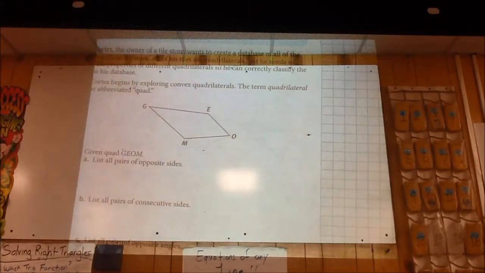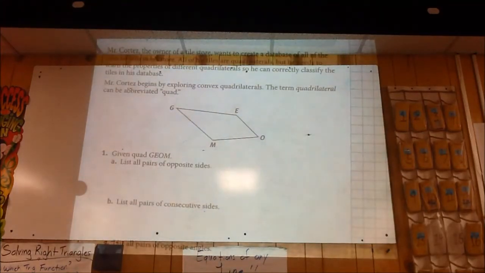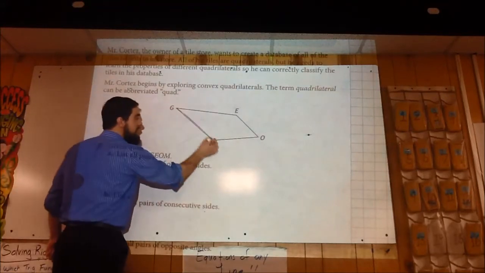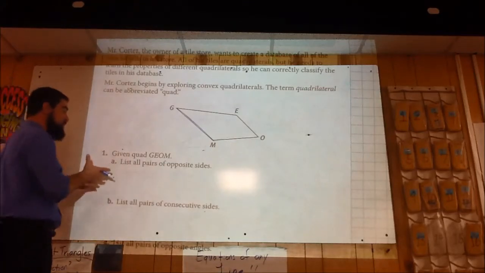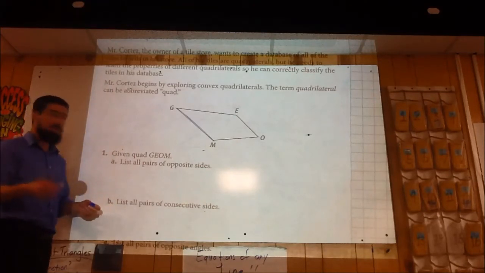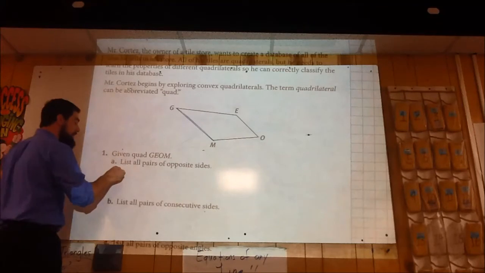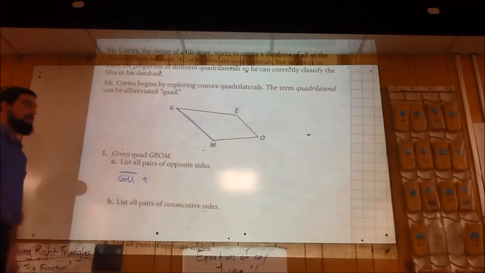So item A, under number 1, asks us to list all pairs of opposite sides. So if I start off with a side, let's say side GM, when I refer to these sides, what geometric object or shape are these sides? That's the question. There's segments, right? Line segments. So when you are listing these sides and angles out, please make sure you're using appropriate notation. So if I want to refer to this side GM, it is a segment. So segment GM.